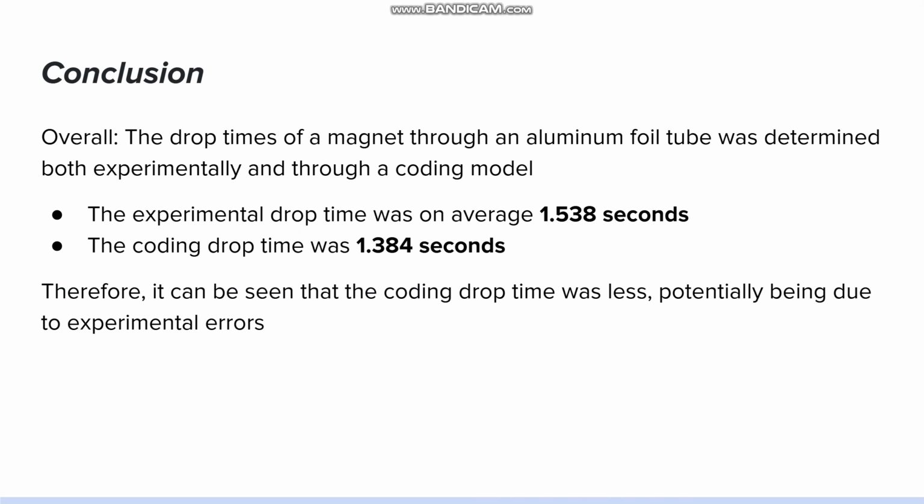In conclusion, overall, the drop times of the magnet through an aluminum foil tube were determined both experimentally and through a model. The experimental drop time was on average 1.538 seconds, while the model drop time was 1.384 seconds. Therefore, it can be seen that the model drop time was less, potentially being due to experimental errors.